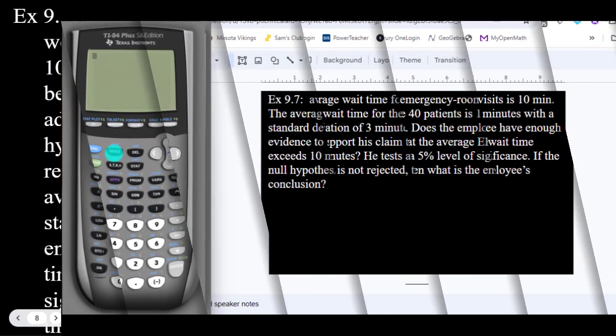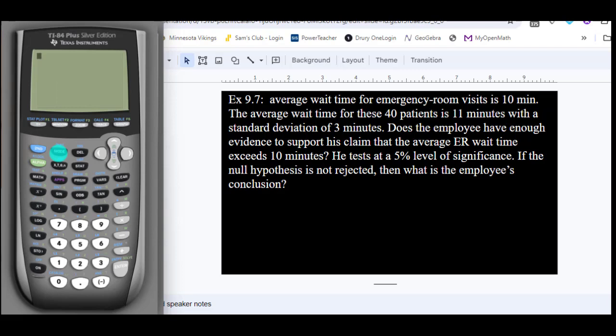So now I have a little bit more space to write. It says the average wait time for the emergency room visits is 10 minutes. That is the null hypothesis. That is what the administrator claims, that the average, mu, is equal to 10. The average wait time for 40 patients is 11 minutes with a standard deviation of 3 minutes. So our alternative hypothesis, according to our worker there, is that the mean is actually greater than 10 because he's seeing a longer wait time.